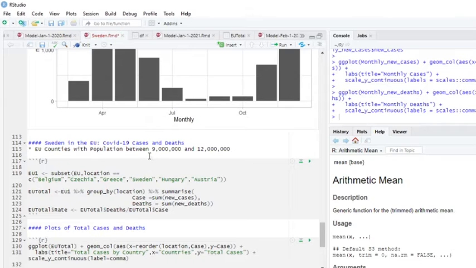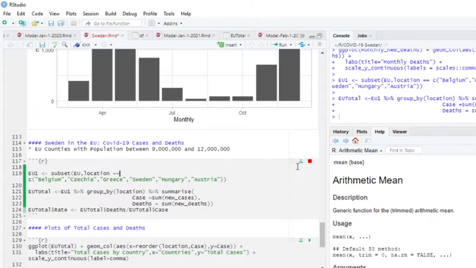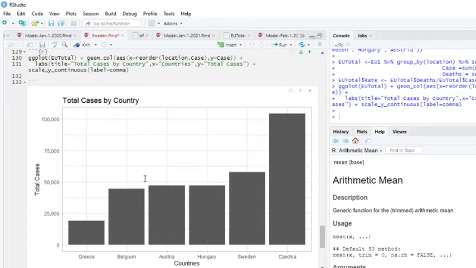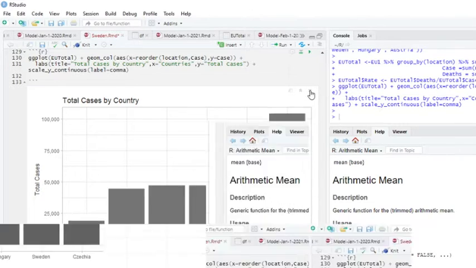Now let's compare Sweden to other countries' cases and deaths for countries of a similar population. In this case, we're looking at countries with a population of 9 to 12 million. So these include Belgium, Czechia, Greece, Sweden, Hungary, and Austria. So let's calculate these numbers here. Run this down here. So what we can see here is, as far as cases, Sweden's in second place so far. Okay, but for the most cases, approaching 55,000 cases, is enough to put you in fourth place.